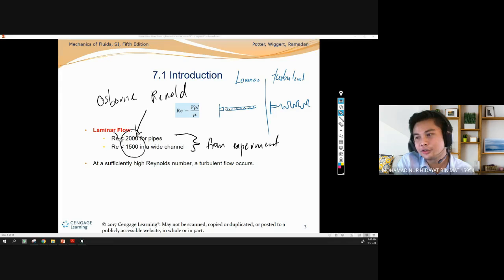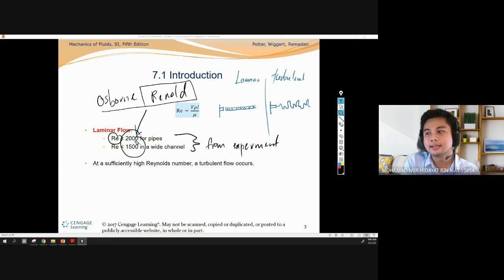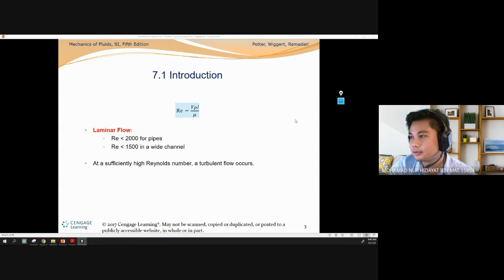Why is it called the Reynolds number? It is after his name, Reynolds. So this person discovered this flow. When the Reynolds number is less than 2000, it is laminar flow in the pipe. Osborne Reynolds was curious what happened in the wide channel. He conducted an experiment and found that a Reynolds number less than 1500 is considered laminar flow in the wide channel. I really hope that you understand until this stage. This is very important.